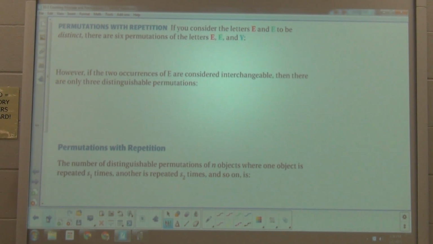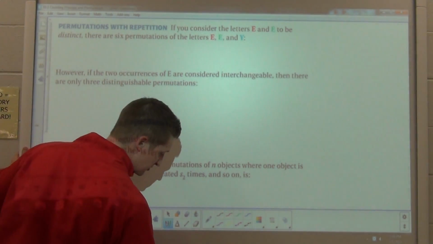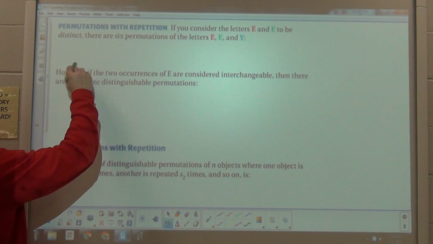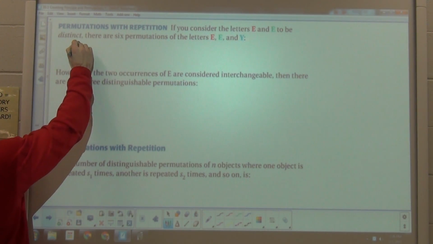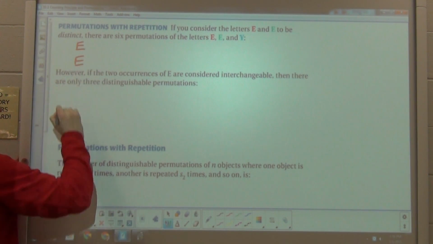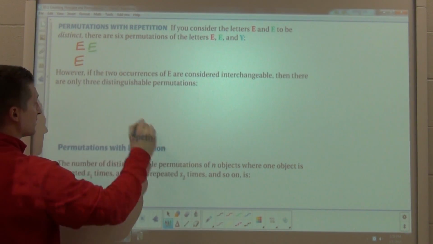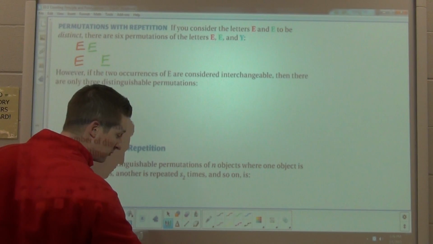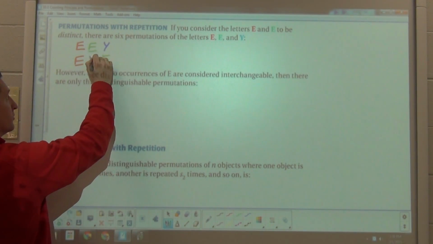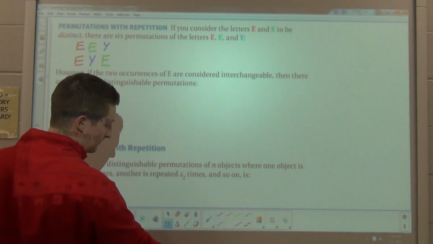So first thing I want you to do is, if you consider the letters E and E to be distinct, as in there's a red E and a green E, there are 6 permutations of the letters red E, green E, and blue Y. And I'll show you how this might work out here. So different ways this could be written. I could have, let's put the red E first, and then we'll have the green E here, green E here, and we'll put the blue Y at the end and the blue Y here. So there's 2 different options we've got.